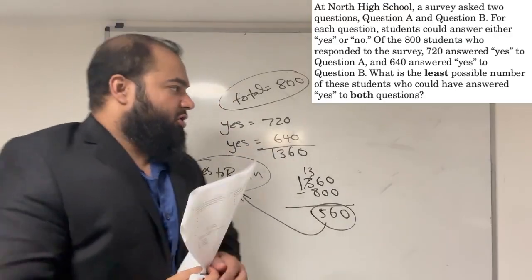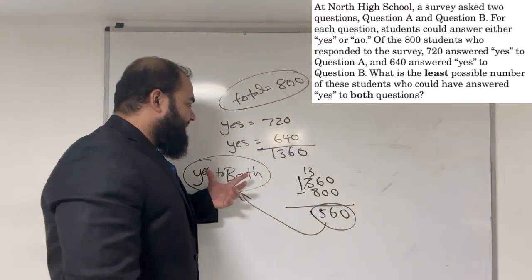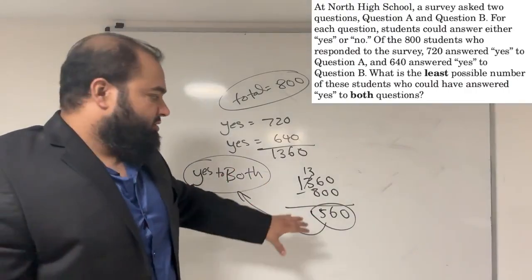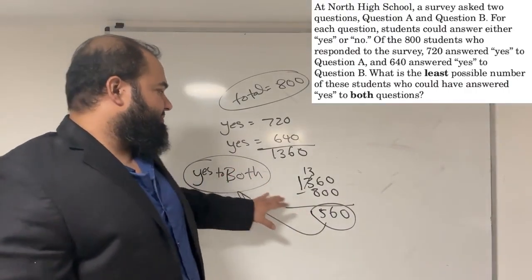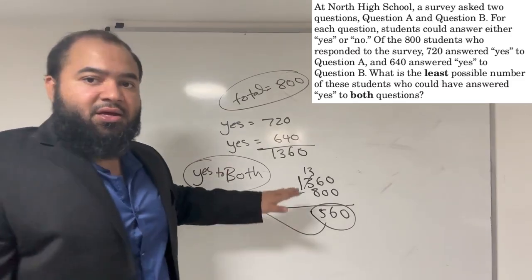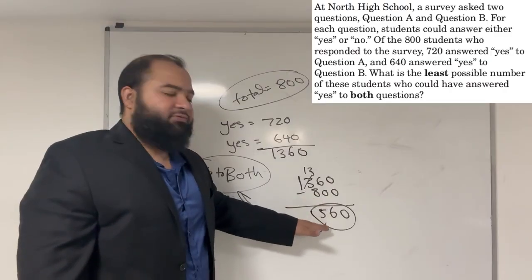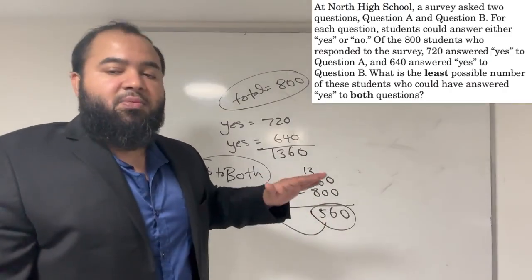Okay, so this is called overlap questions, the both question. So technically, I call them like repeating. So this 560 extra came because of the repeating. They said yes to both. Okay, so you have to remove the 800 from the total to see that this 560 extra came from both.